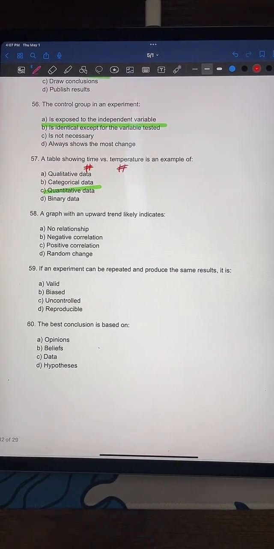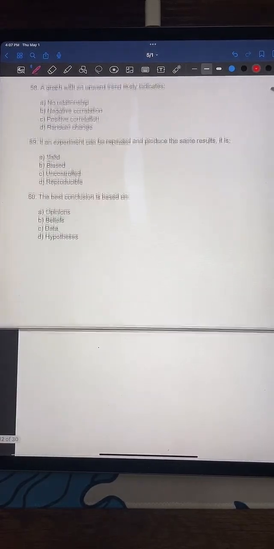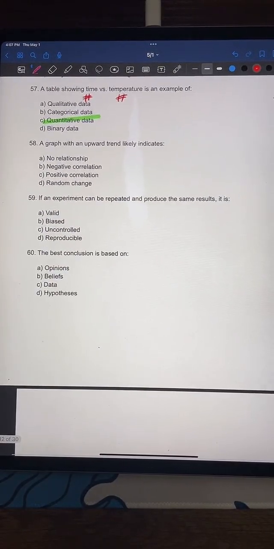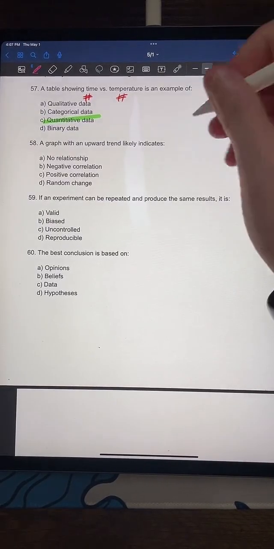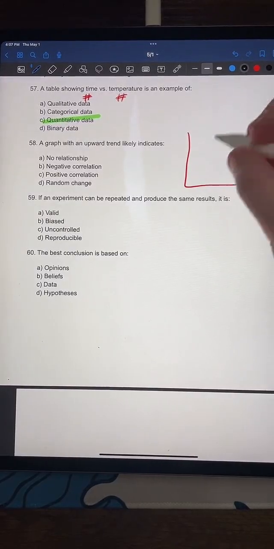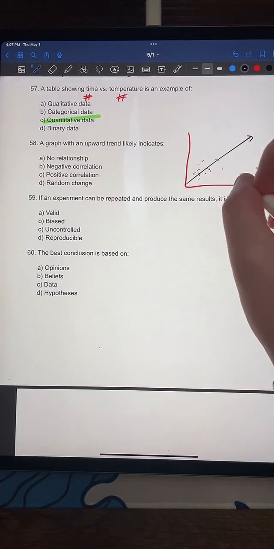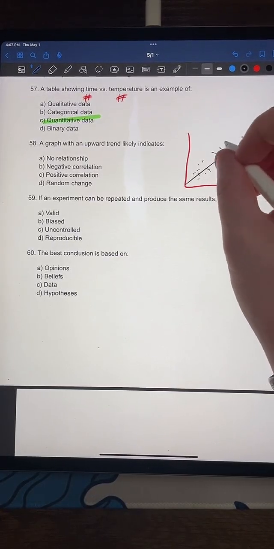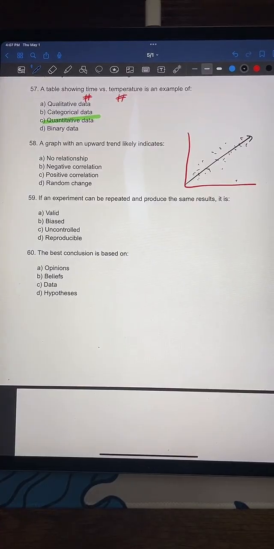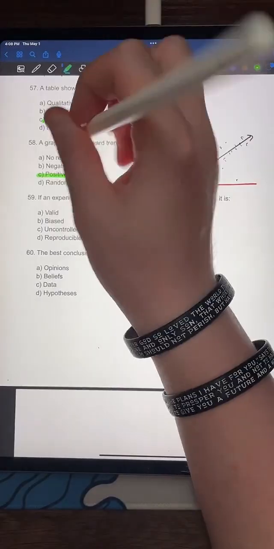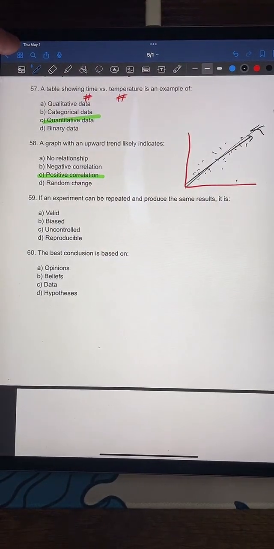58. A graph with an upward trend likely indicates... so if we had a graph and the trend was going up, the data, there's some down here, but typically all the points follow this. The answer is C. It is a positive correlation. If it's going up, it's going to be positive.